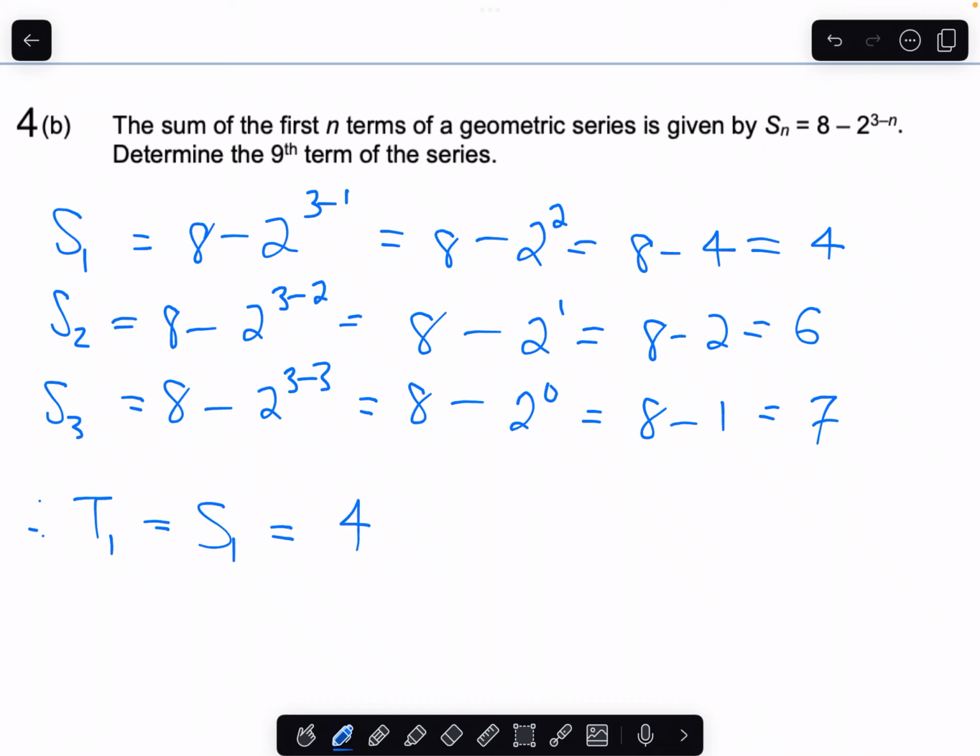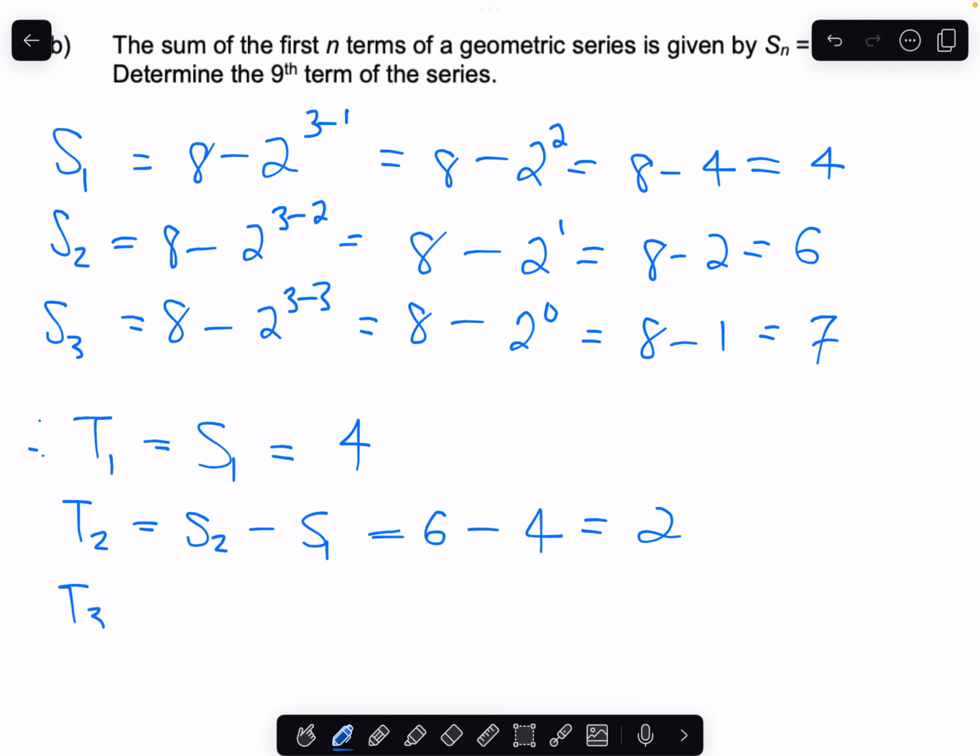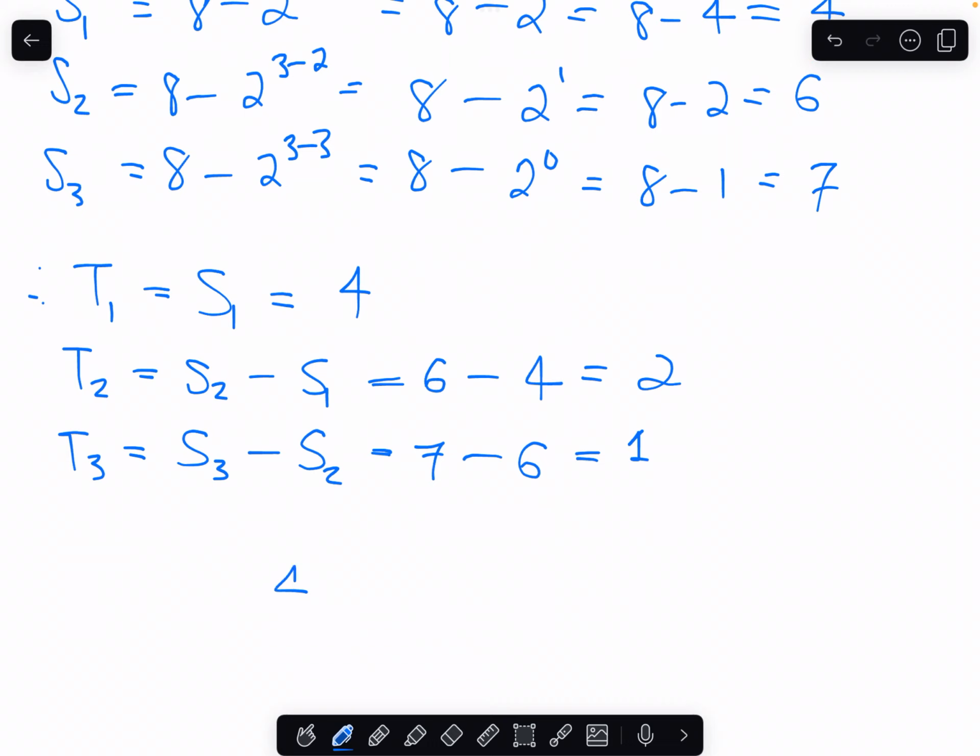The sum of the first term is then just T1, so that'll be 4. And then T2 will be the sum of the first two terms minus the sum of the first term, so that'll be 6 minus 4, which is 2. And then T3, just for good measure, will be the sum of the first three terms minus the sum of the first two terms. So that'll be 7 minus 6, which is 1. So this sequence is 4, 2, 1.